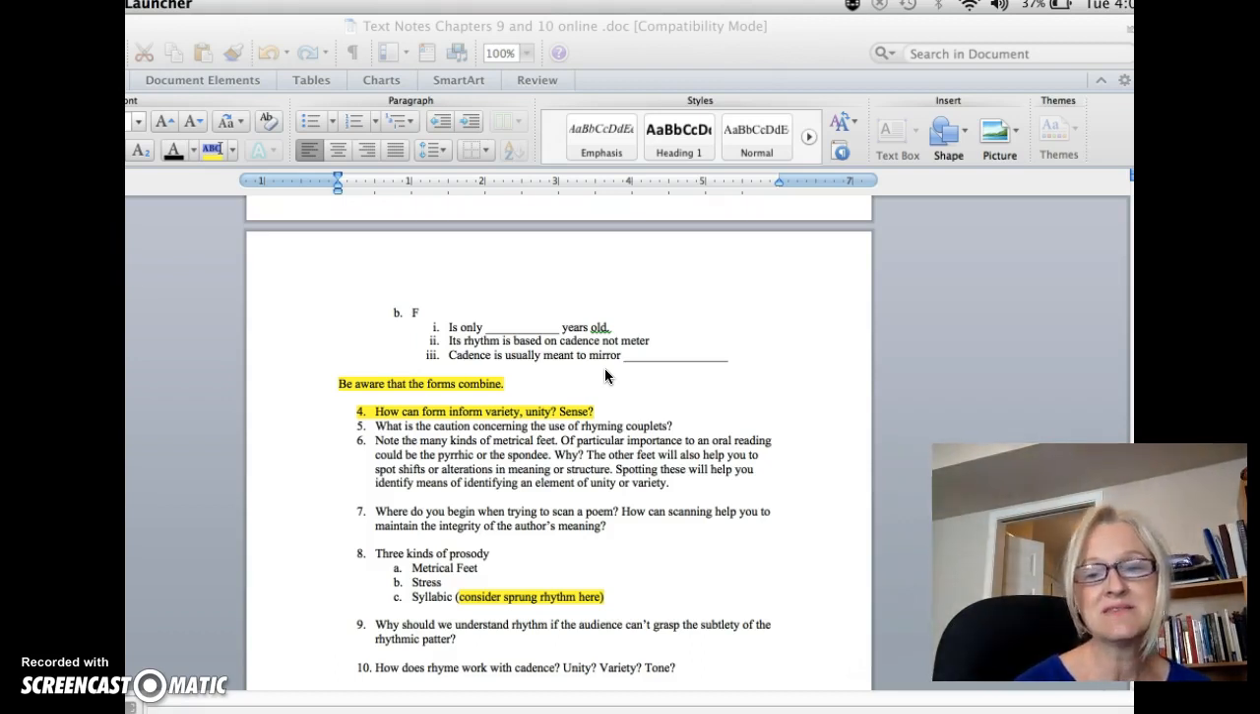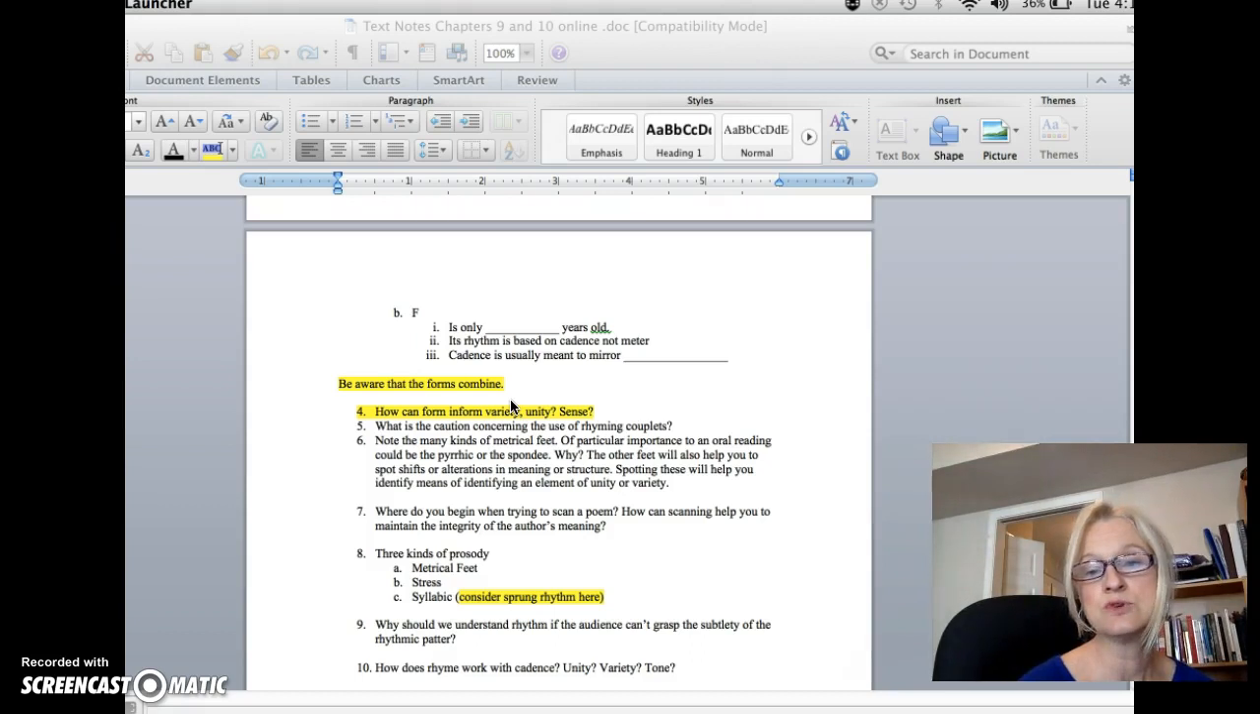Don't be tempted to think that the meter in a free verse poem is less important than the regular scheduled meter in a traditional poem. You might have moments, in fact, I say right here, be aware that the forms combine. You might have a free verse poem that has two lines dropped in the middle of iambic pentameter. Now there's something worth noting.